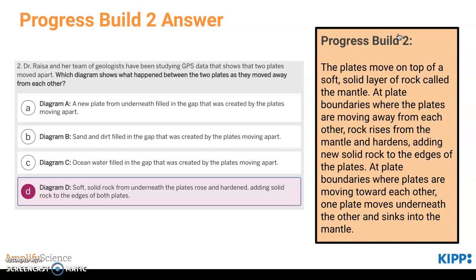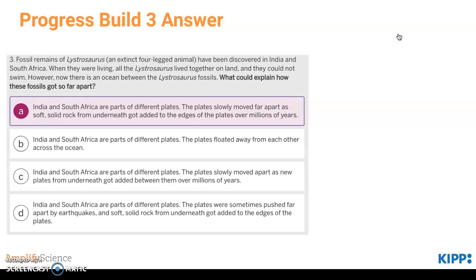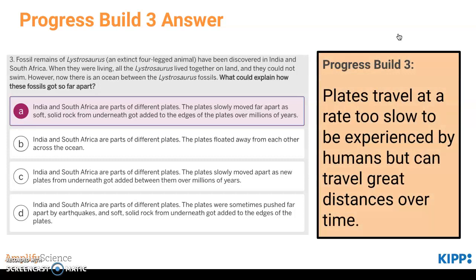All right, let's see if you can answer a Progress Build 3 question. Go ahead and take a couple of minutes, read through the question, try to see if you can answer this on your own. If you chose answer A, you are absolutely correct. India and South Africa are parts of different plates. These plates slowly moved far apart as soft, solid rock from underneath got added to the edges of the plates over millions of years, as stated by Progress Build 3.